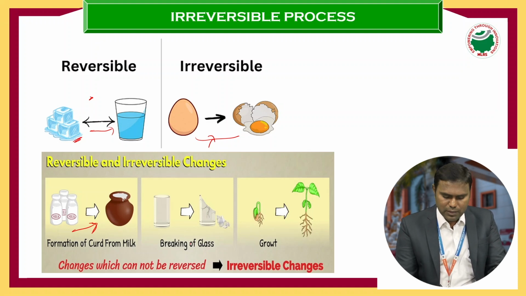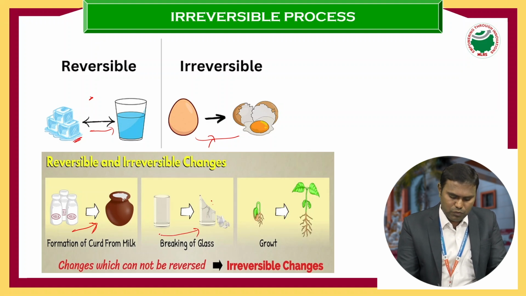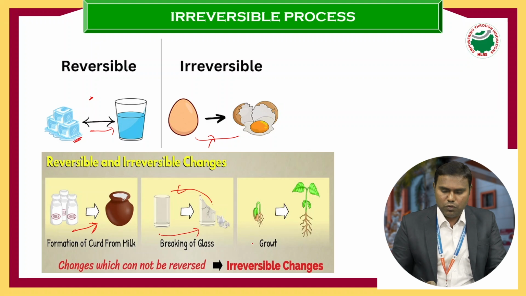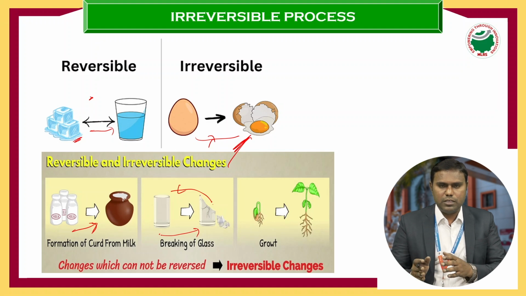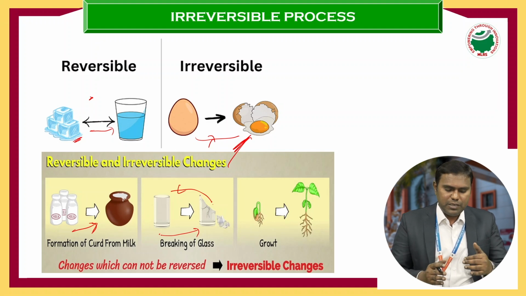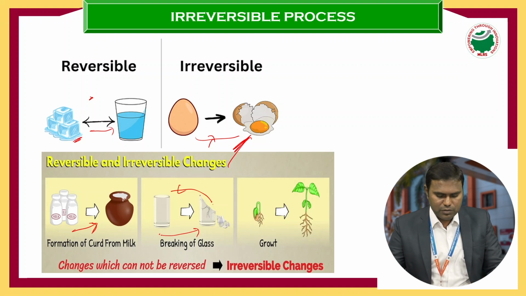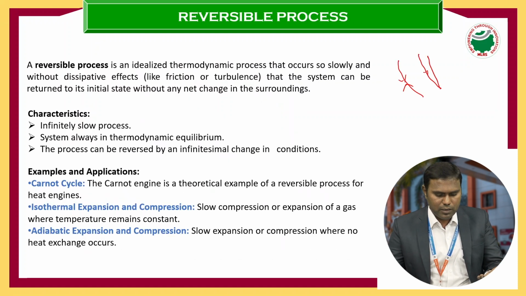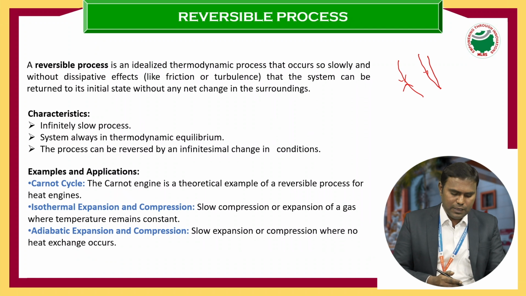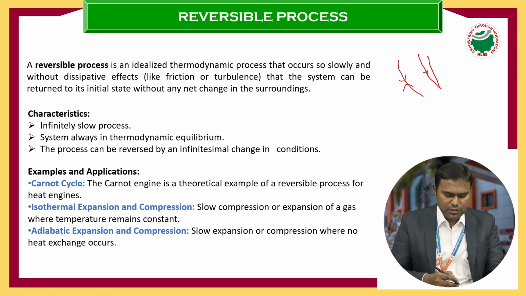Then breaking of glass. This is a glass, I break the glass, then getting the original glass back is not possible. And growth is an example also. So these are called irreversible processes. Once it happened, it is impossible to get it again. But in the case of a reversible process, we will get it again. In the case of thermodynamic examples, the Carnot cycle, isothermal expansion and compression, adiabatic expansion and compression, these are all reversible processes.